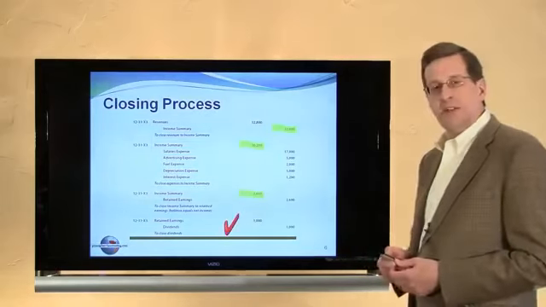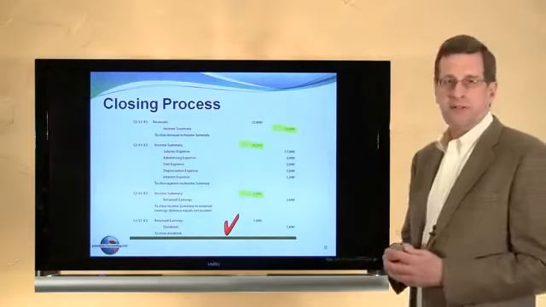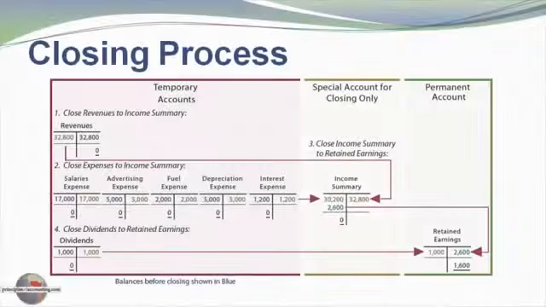We also, though, need to consider the dividends, which are closed to retained earnings. Retained earnings over time is the undistributed earnings of the company. So here I'm crediting dividends to close that temporary account and debiting retained earnings. So to review the process then, this slide may prove helpful. Here are our revenue accounts that I'm debiting $32,800 and crediting income summary $32,800. I in turn credit all of the expense accounts and debit income summary. Then in turn I close the income summary account to retained earnings. Lastly, I'll close my dividends to retained earnings.